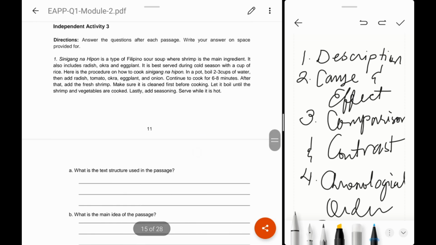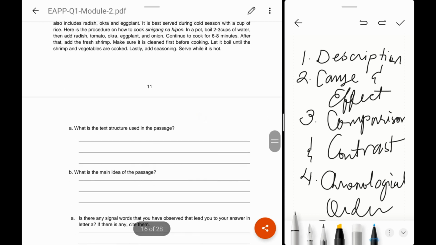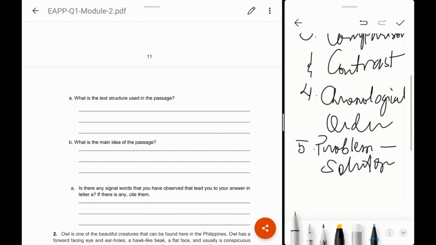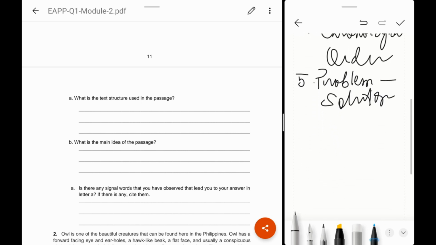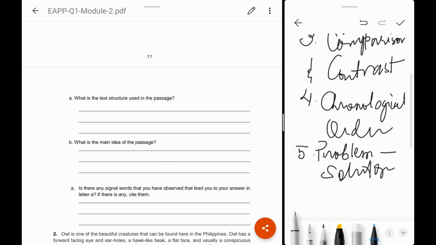So, you just have to read this passage about the sinigang na hipon carefully. And then after reading that carefully, identify kung anong text structure ang ginamit dyan. Gumamit ba ng description? Gumamit ba ng cause and effect? Gumamit ba ng comparison and contrast? Gumamit ba ng chronological order? Or gumamit ba ng problem solution? So, yun lang yun. Okay?